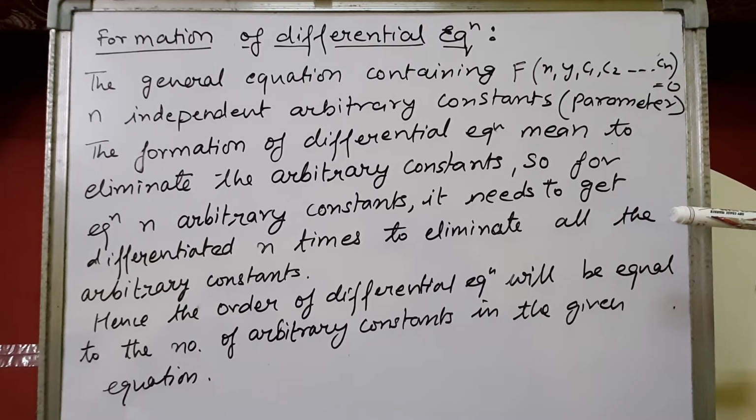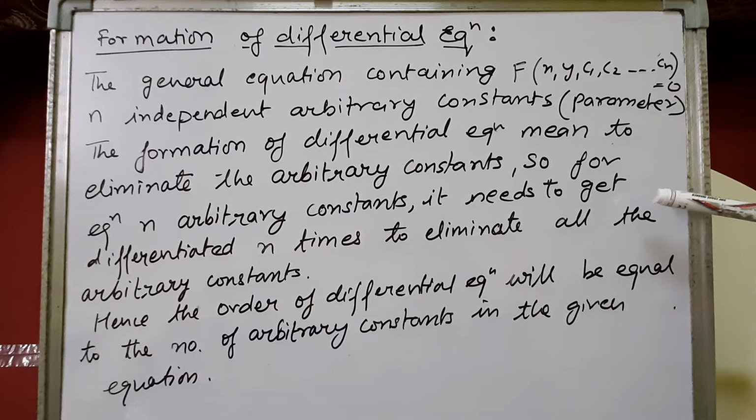That means the order of the differential equation will be 2. So for n arbitrary constants, we need to differentiate the equation n times to eliminate all the arbitrary constants, right? So hence we can say that the order of the differential equation will be equal to the number of arbitrary constants in the given equation. Alright children, please note down.